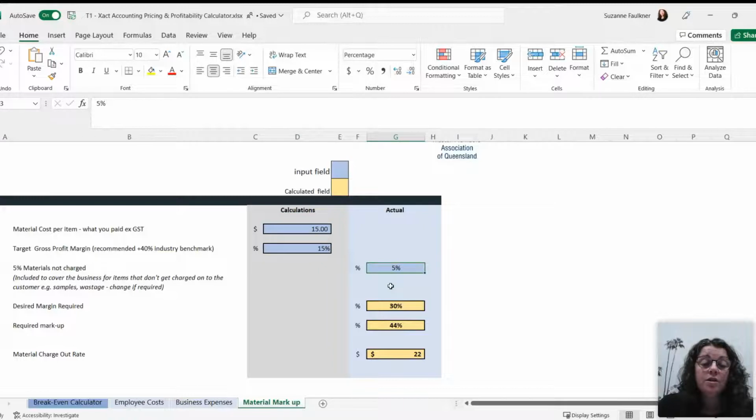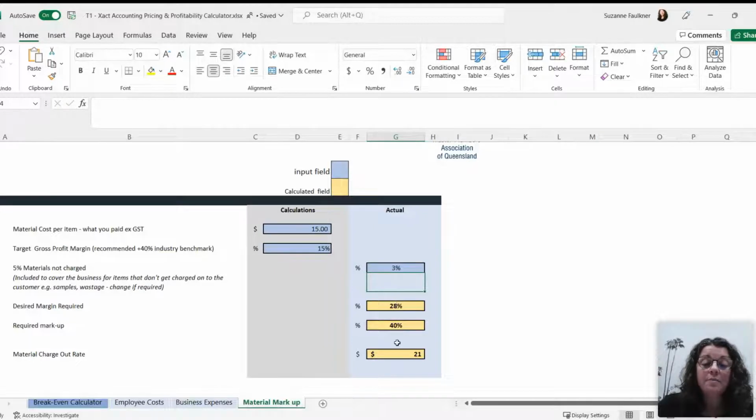Your materials not charged. When we talked about that before, remember that's things like wastage, or if it's a sample that you're keeping in stock just to show people, factoring that in. We find most clients are looking at about 5%, but your business might be higher or lower than that. You might want to pull it out entirely, or you might want to put it in only at 3%, whatever you think is reasonable.